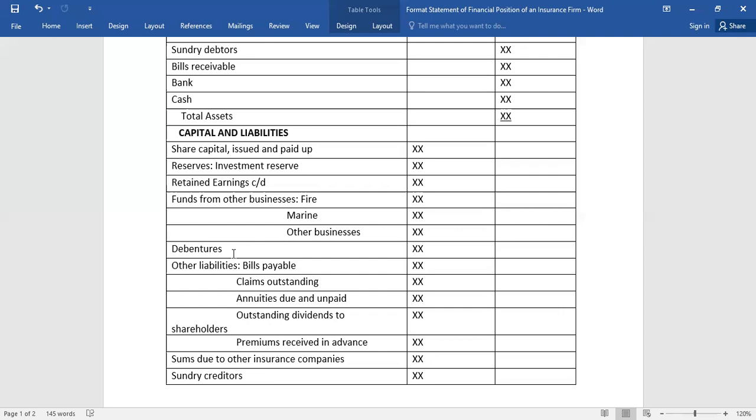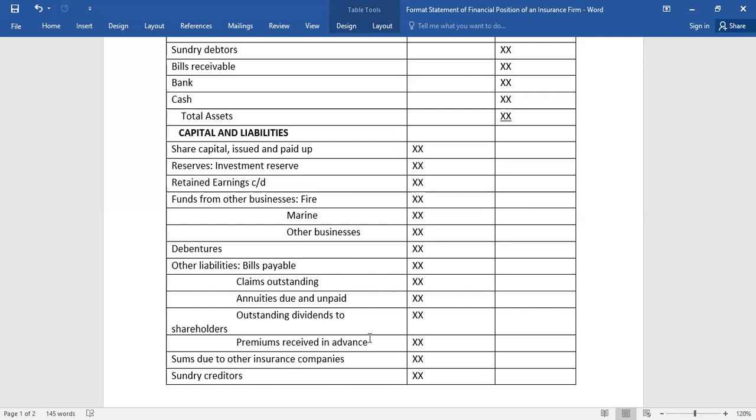Then we have the other liabilities, and these are all the bills payable, any claim that you are processing but not paid, annuities due but they are not paid, outstanding dividends. That's why I was talking of the accrued. Any accrued income will be falling in this category. Then we have the premiums received in advance. So any prepayment will be falling under the category of the liability.